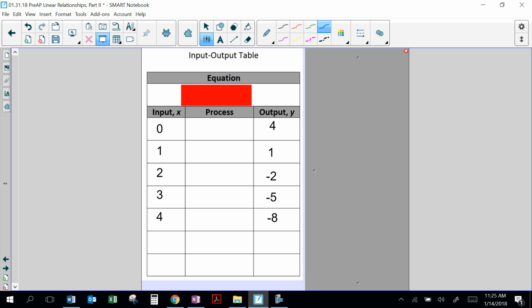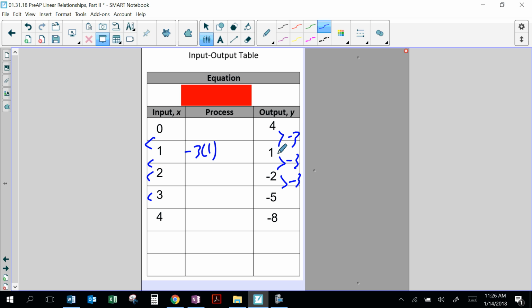And our last one, what do you think the equation from this table is? Let's see. The rate of change from 4 to 1 is minus 3. 1 to negative 2, that's 1 above, 2 below 0. That's negative 3. So it's changing by negative 3 for every one input.